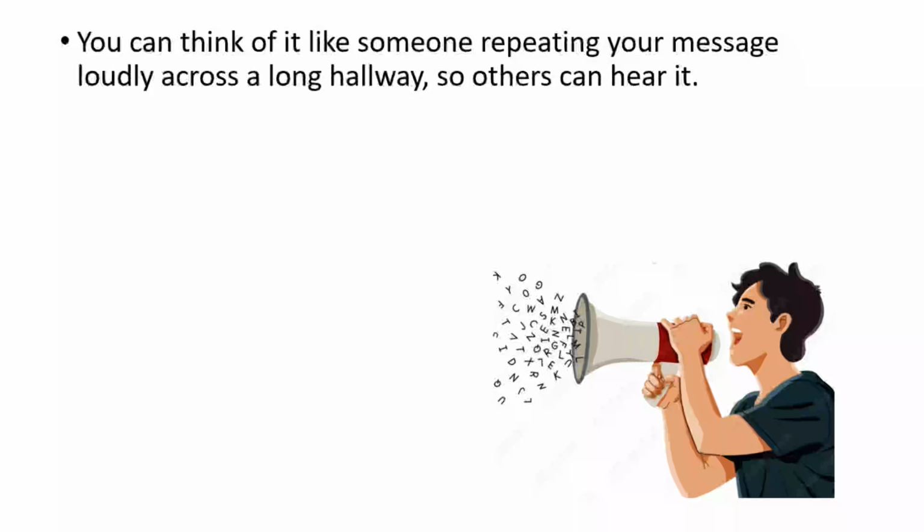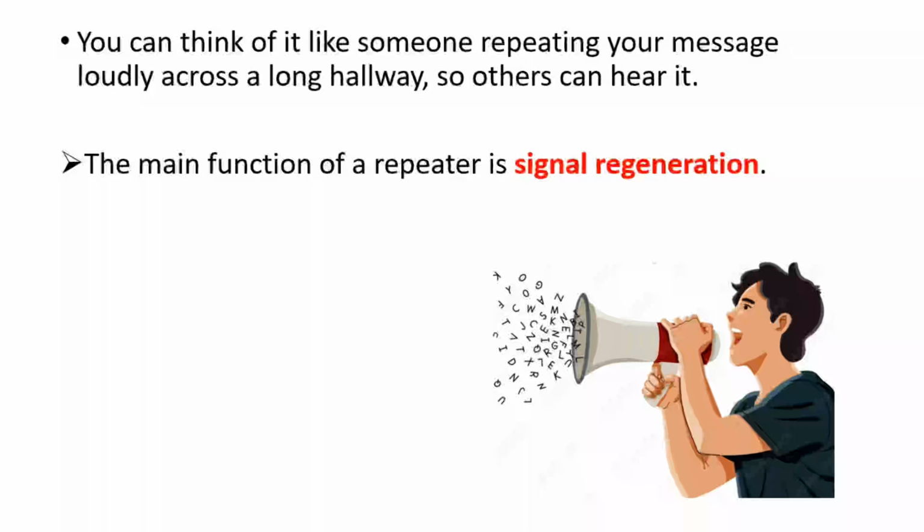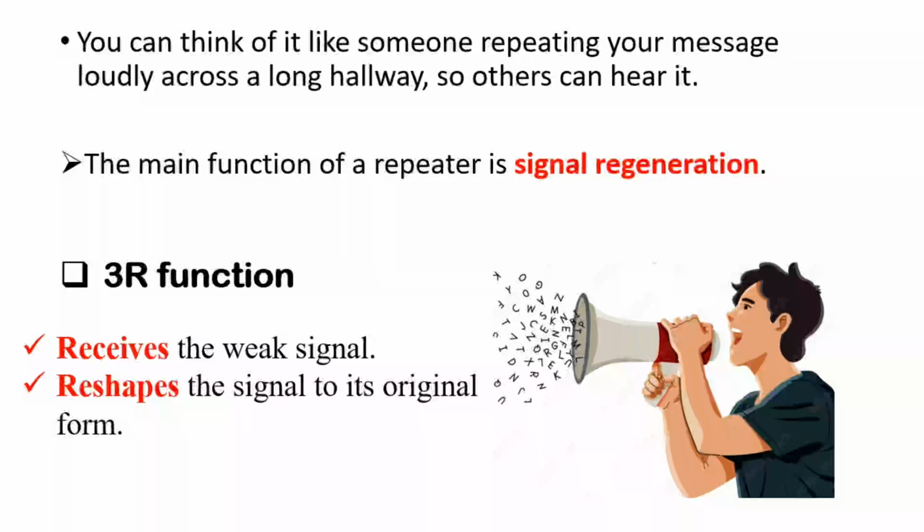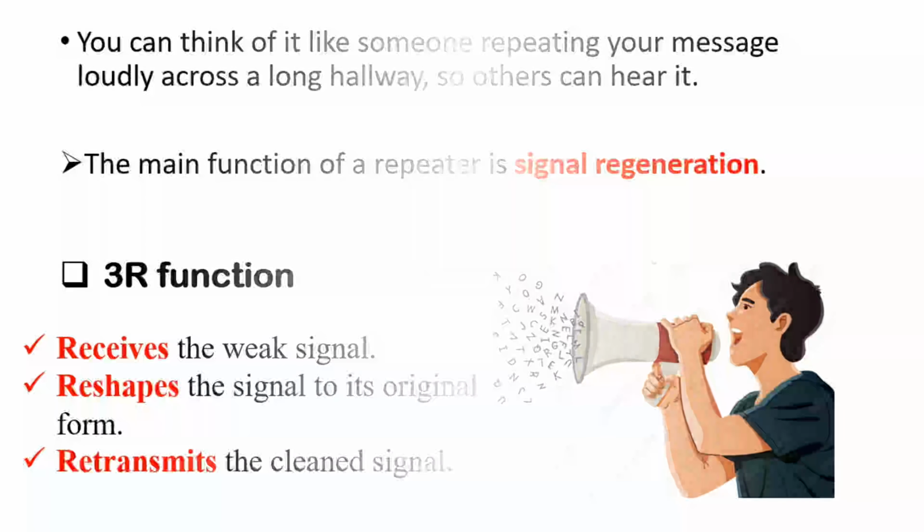The main function of a repeater is signal regeneration. It performs the 3R function. First, it receives the weak signal. Second, it reshapes the signal to its original form. And third, it retransmits the clean signal. It's a simple device, but it helps the signal travel farther without degradation. However, it cannot filter or manage traffic. It simply boosts whatever it receives, even if it's noise.